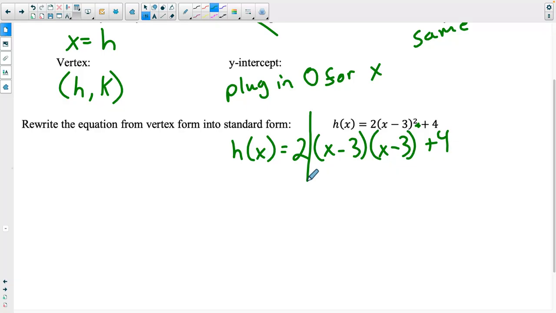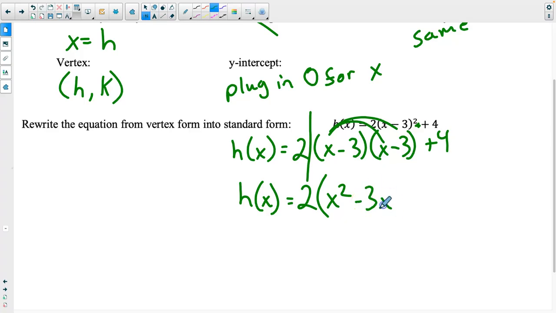And what I need you to realize is if I go 2 times 3 times 4, or I go 4 times 3 times 2, it's working out. So we can do that, okay? Shout it out for me. X times x gives me. Keep going. Minus 3x. Minus 3x. Plus 9. Awesome.